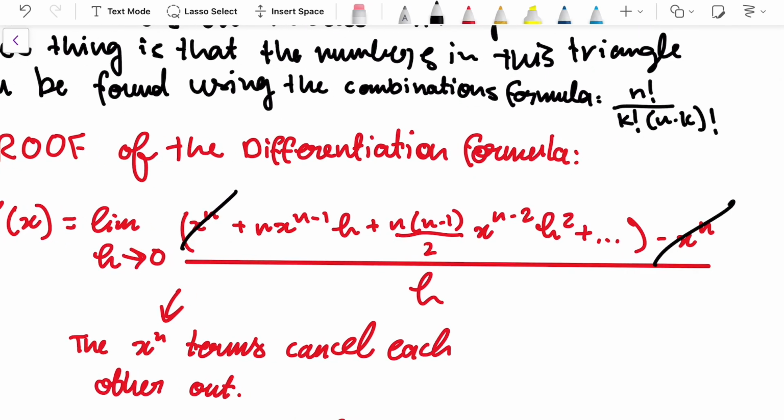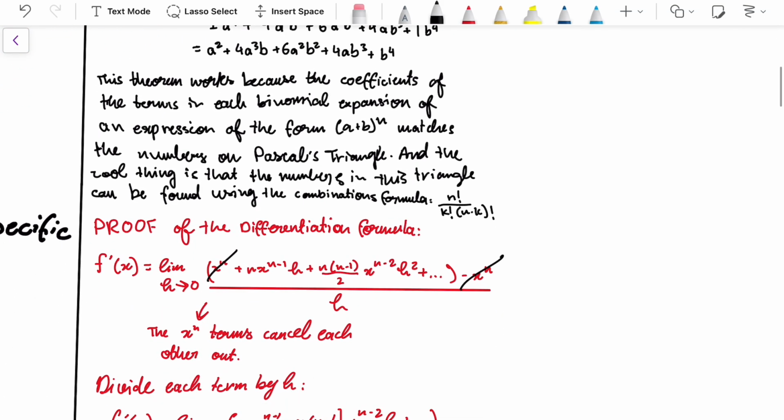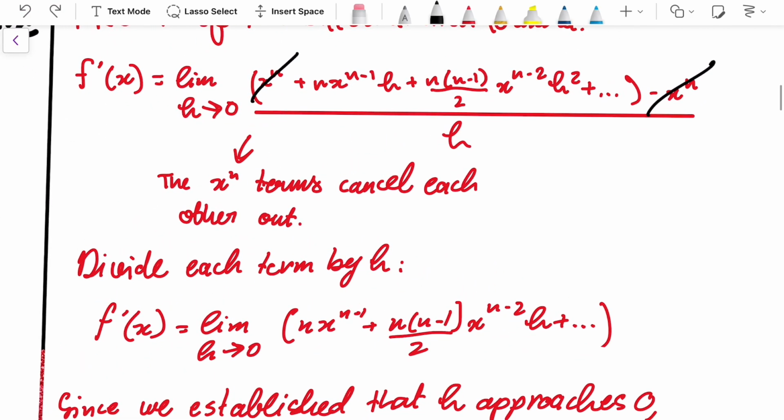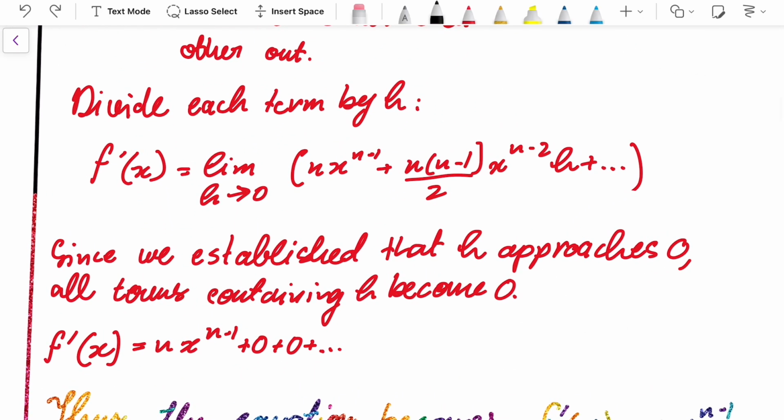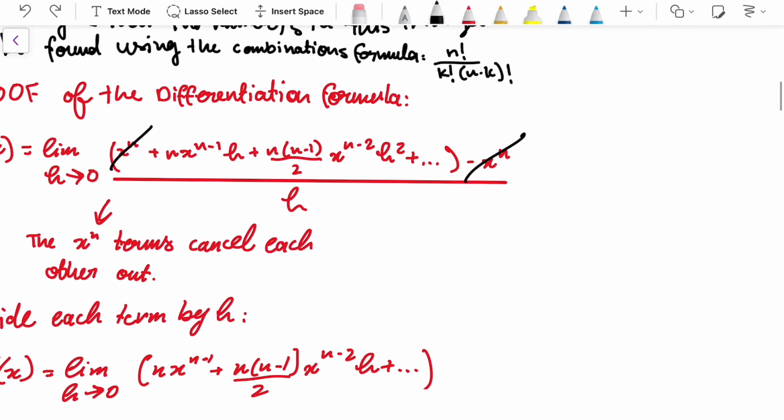But what we can instantly see is that we've got x to the n to start with and x to the n to finish with. Since one is negative x to the power of n and the other is positive, we can cancel those out instantly. So the x to the n terms cancel each other out. Now we divide each term by h, because we have h at the bottom. So first we've got n x to the n minus 1 h over h, and here h cancels out, and that's what we keep doing for each term.